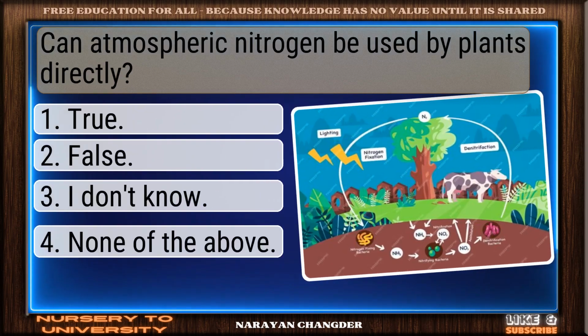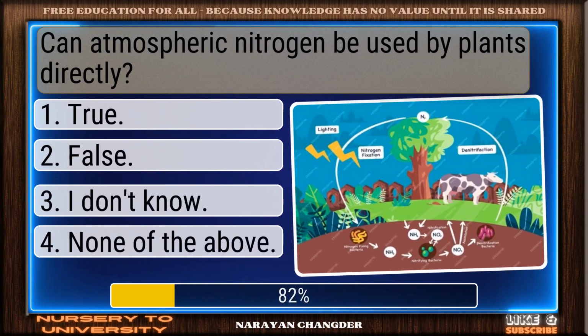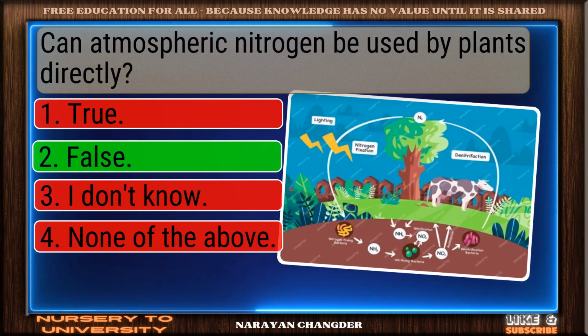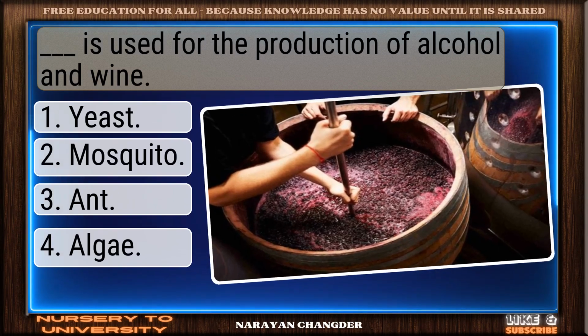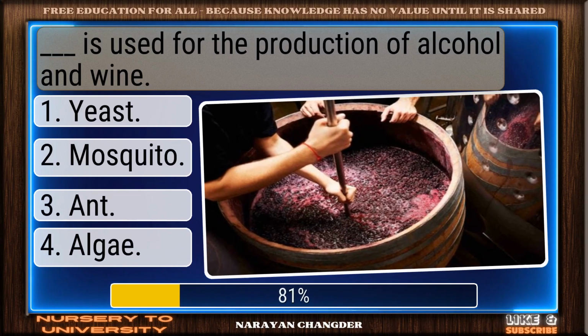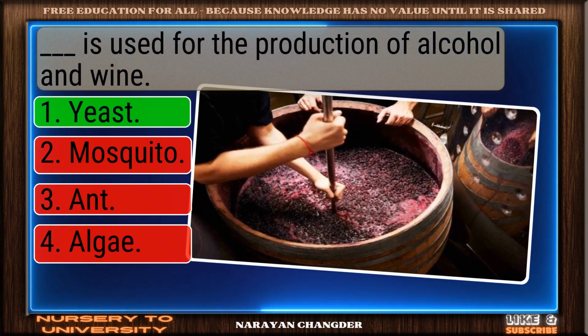Can atmospheric nitrogen be used by plants directly? Smart move. False is an accurate answer. Dash is used for the production of alcohol and wine. Solid response. Yeast is a valid choice.